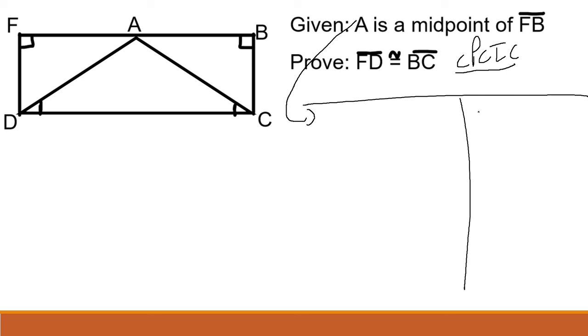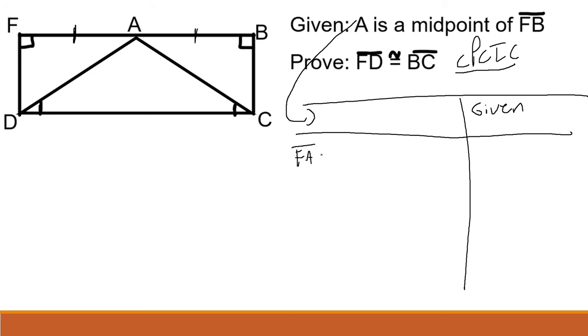Now, it's not a lot of given, but we can go with it. So if A is a midpoint of FB, that means that FA and AB have to be congruent, because that's what midpoint means. Midpoint means to cut in half. So the first half, FA, has to be congruent to the second half, AB. So we're going to write that down there.